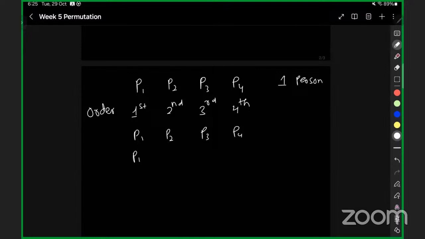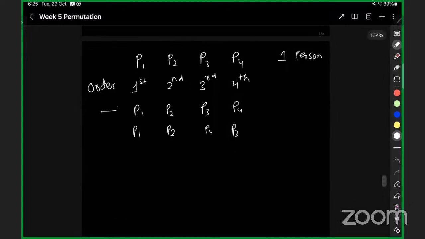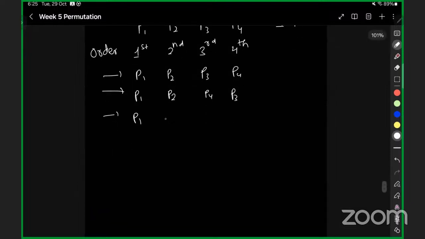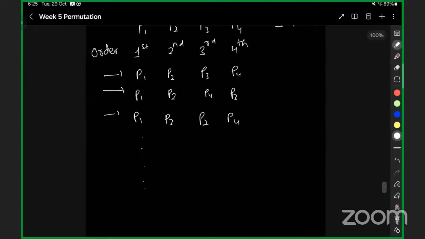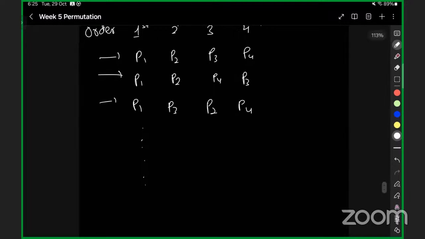Or another way is, let's say P1 came first, P2 came second, but P4 came third, and the third person came last, right? So this can also happen. Then in the same way you can write, let's say, P3 comes second, P2 comes third, and then fourth. And you can write many such ways. And what will the count be? That is the question.